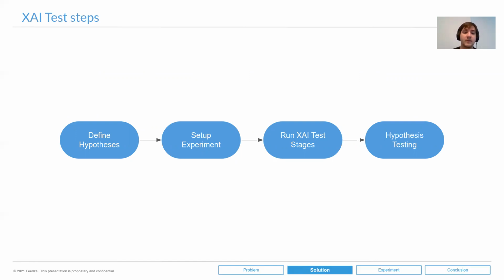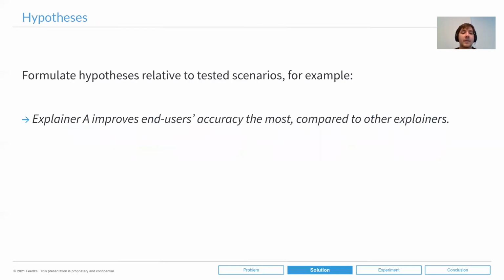So the first step is to define the hypotheses of our experiment. We formulate the hypotheses, and these are relative to the scenarios that we want to test. For example, we want to test if a given explainer improves the accuracy of the end users when compared to the other explainers, or if an explainer is better than having no explainer at all.